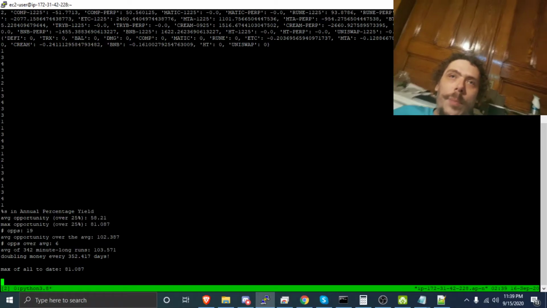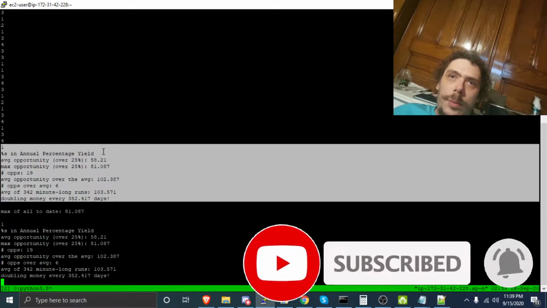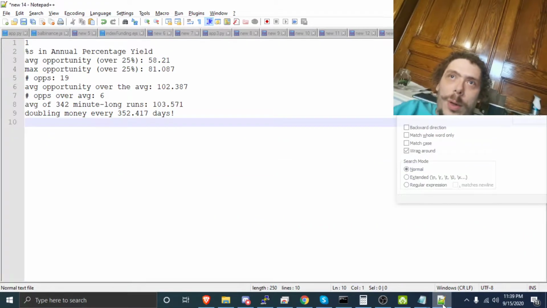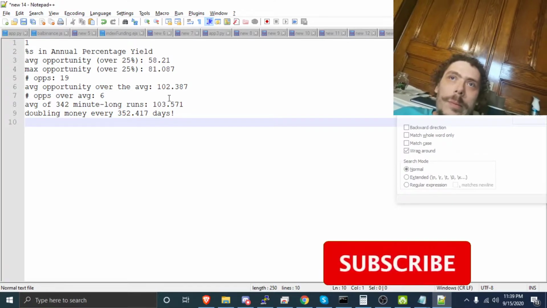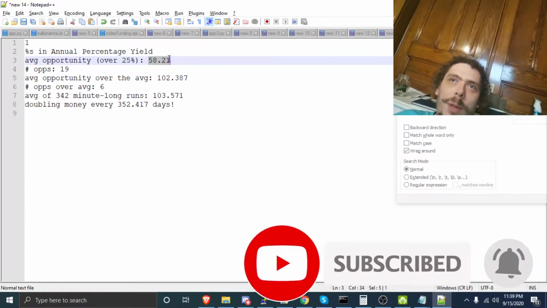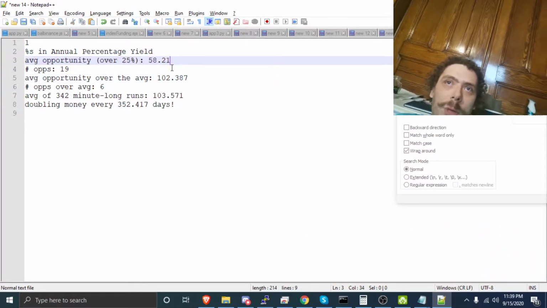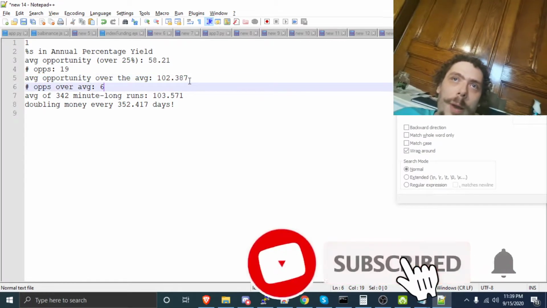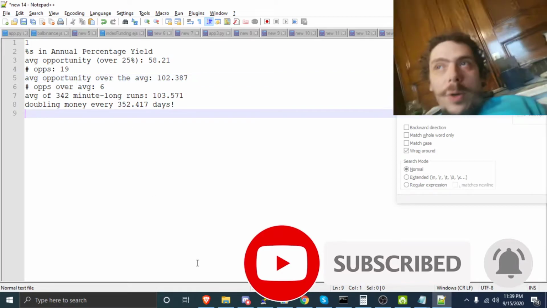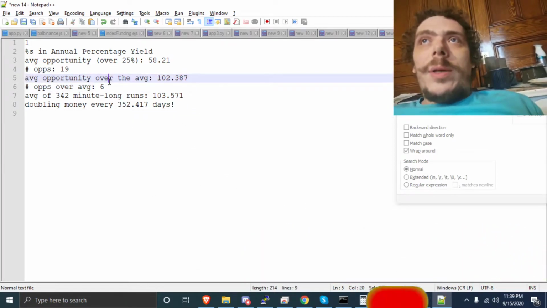So in the output of the application is the output of all this stuff. So it looked at all the ones that are over 25%. It found the average of those ones is 58%. It looked at all the ones that are over that average and found that the average of those was 102%. And these 6 of them are the ones that we're going to trade. Out of all the 150 or so that we looked at originally, these are the ones that we want to trade because they're the most advantageous.